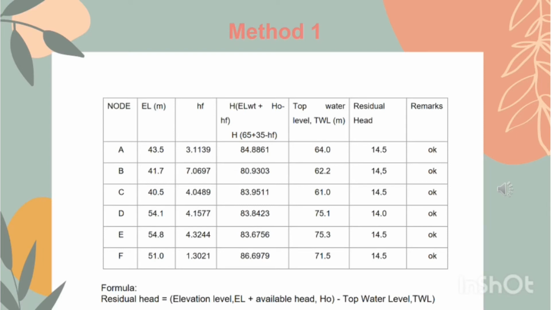For the first method, we're going to use this formula. Residual head is equal to elevation level plus available head, H node, minus top water level. We can see here, after calculating, we got the residual head of 14.5 for every node except for D, which is 14.0. But all these values are greater than 7.6, so we can remark it okay.